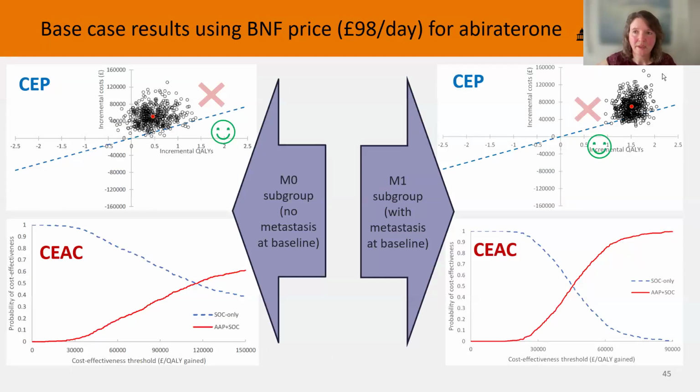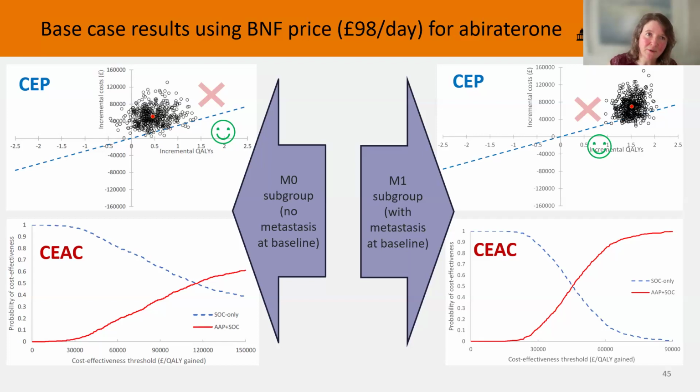So here again are the overall results: the cost effectiveness plane and the cost effectiveness acceptability curve. It was not cost effective in either subgroup. Definitely not, sitting well over the threshold. This is a £30,000 per QALY threshold. You can see the red line is the abiraterone arm, and it shows a very low probability of being cost effective until you get up to quite a high threshold. So it's not looking great.